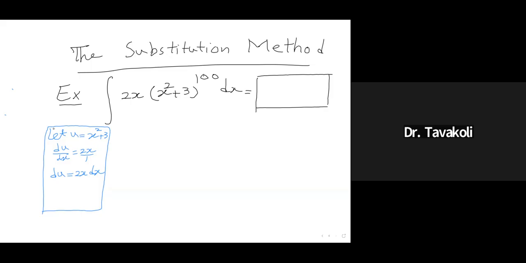So this substitution makes the integral much more simple because I let this be the new variable u, and 2x dx is the same as du. So now 2x dx is du. So what I'm gonna have is this becomes the integral of u to the power of 100 du.